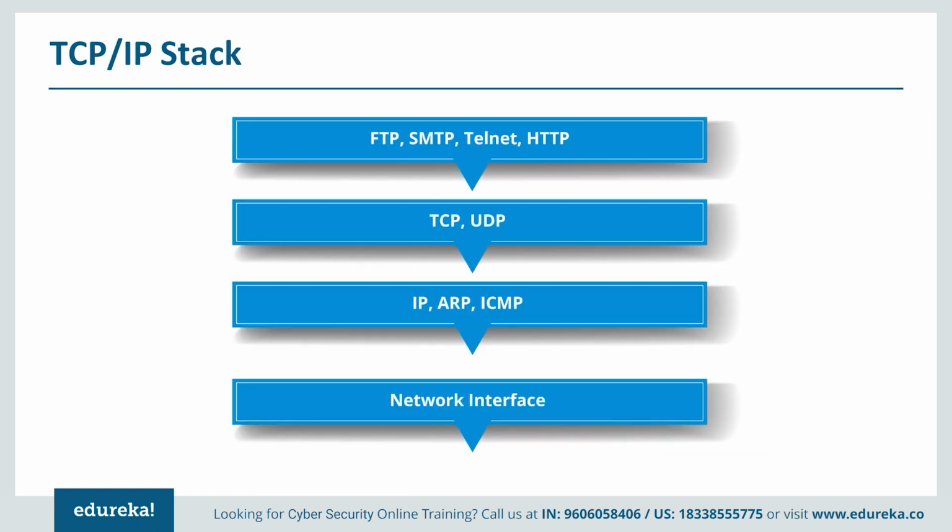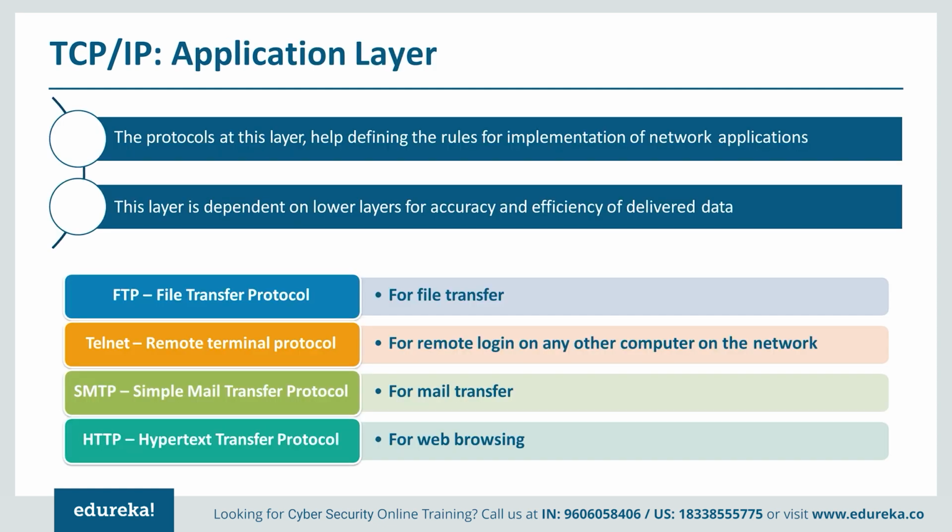So, the simple TCP/IP stack. What are the protocols used? In the top layer, the application layer uses FTP, SMTP, Telnet, HTTP, etc. The host-to-host layer uses TCP and UDP protocols. The internet layer uses IP, ARP, ICMP. And then the network layer, the network interface. These are simple examples.